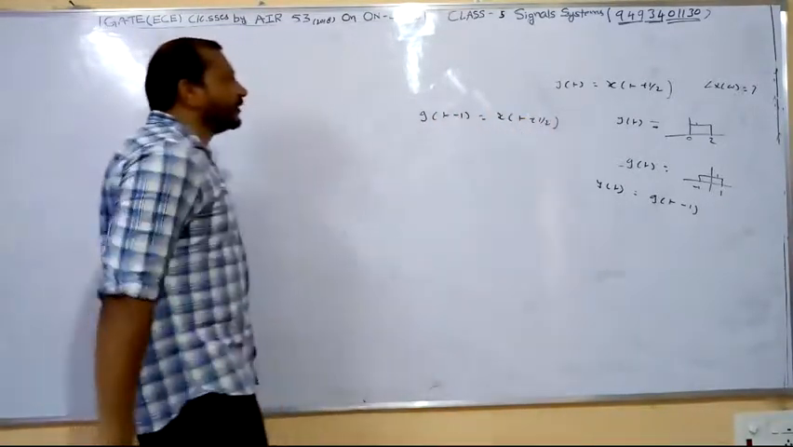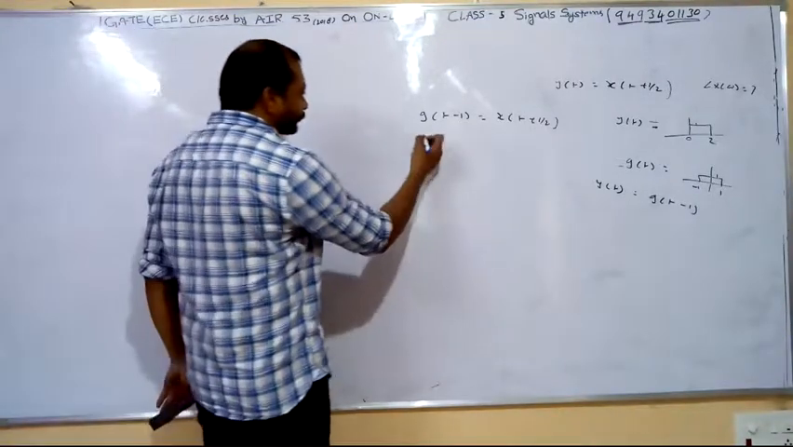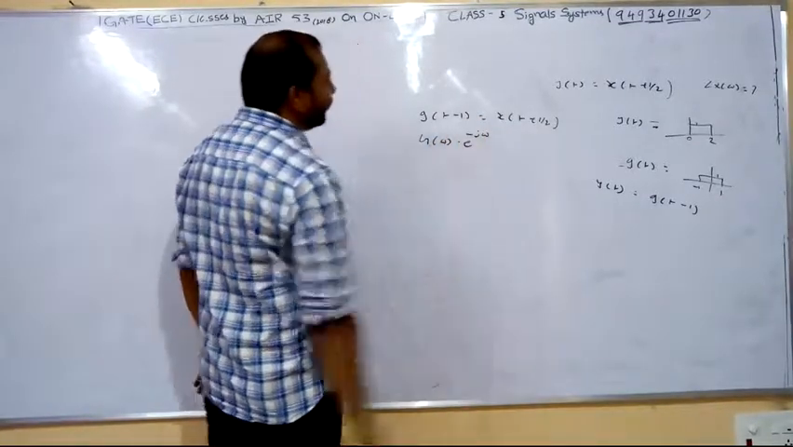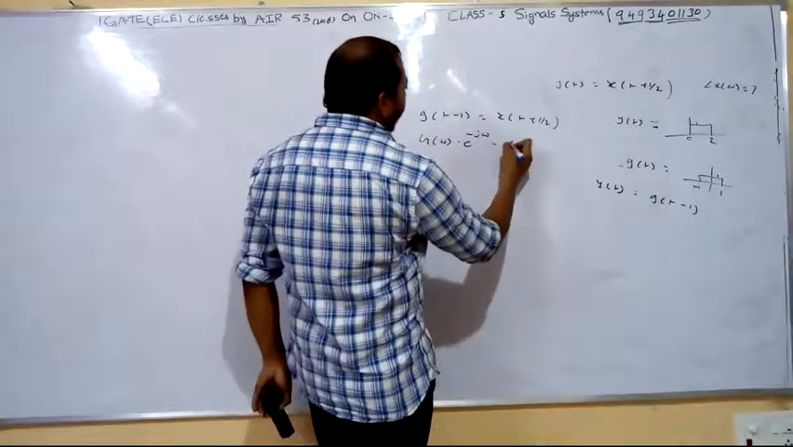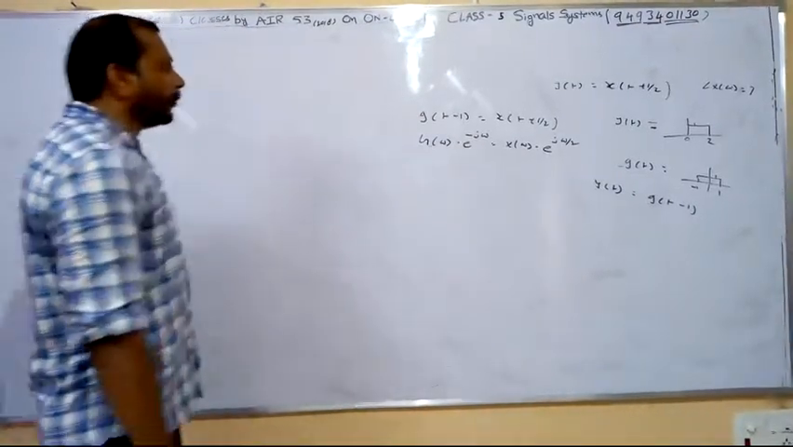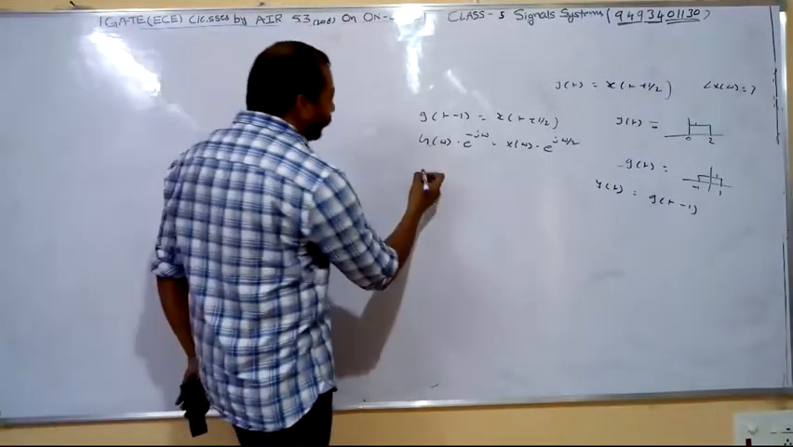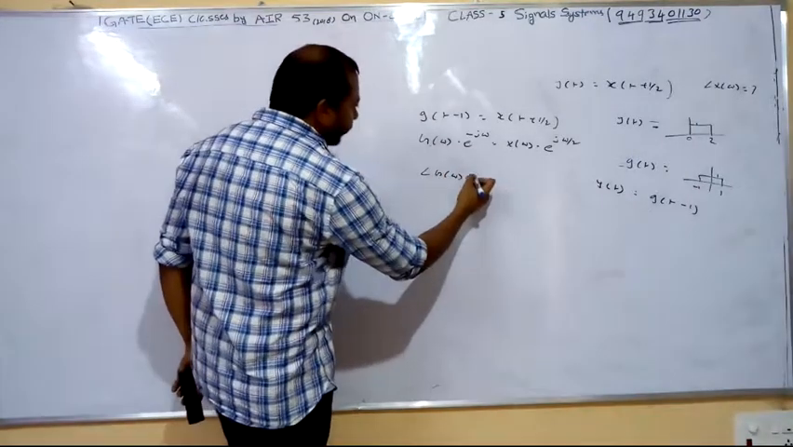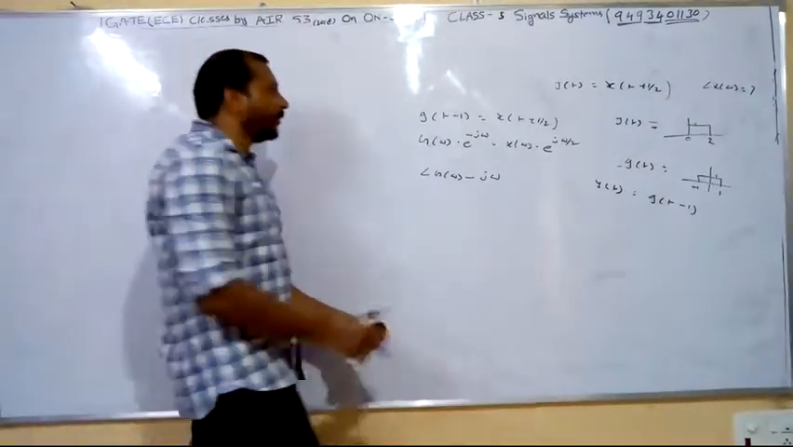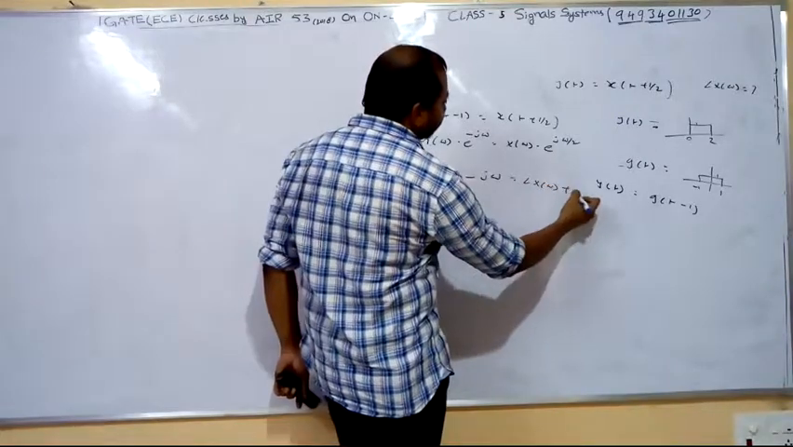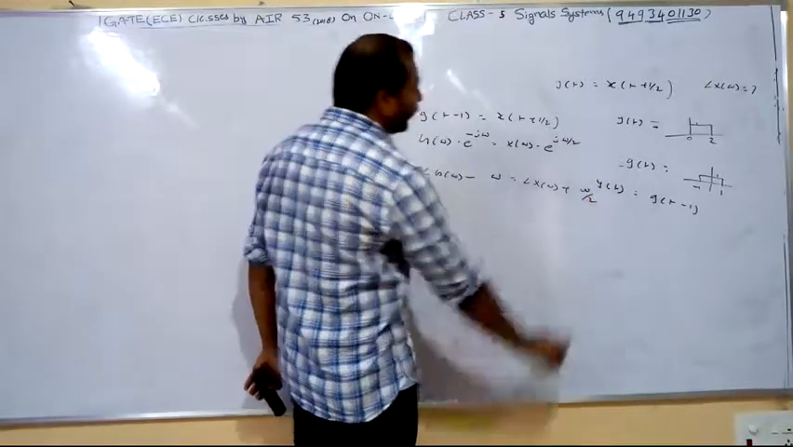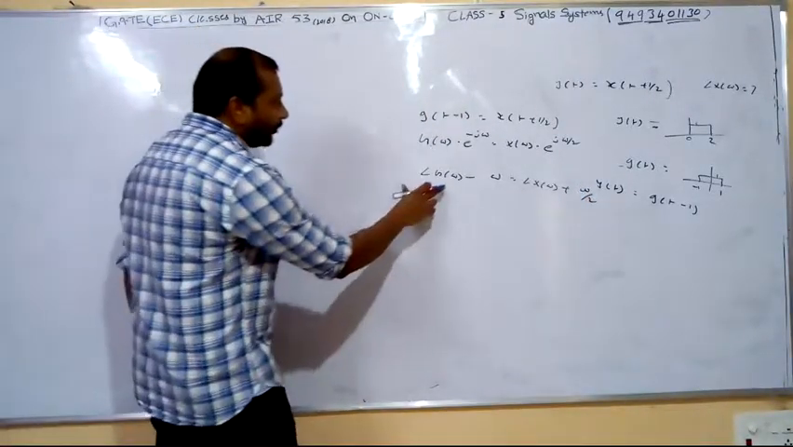By taking the Fourier transform of this, it will become G of omega into e to the power minus j omega, by the shifting property, equal to X of omega into e to the power j omega by 2. Don't bother about the magnitude, they are concentrating on the angle. So the angle of G of omega plus the angle of e to the power minus j omega is equal to the angle of X of omega plus omega by 2, since e to the power j theta has phase equal to theta only.